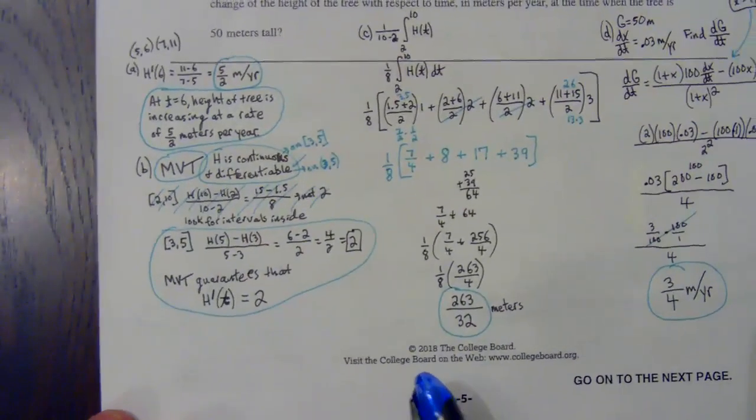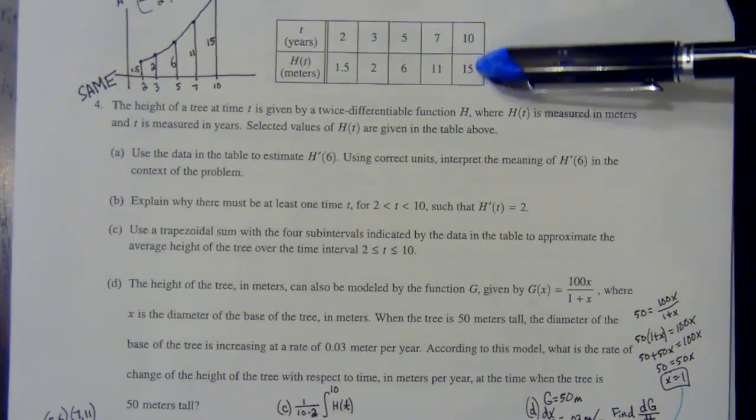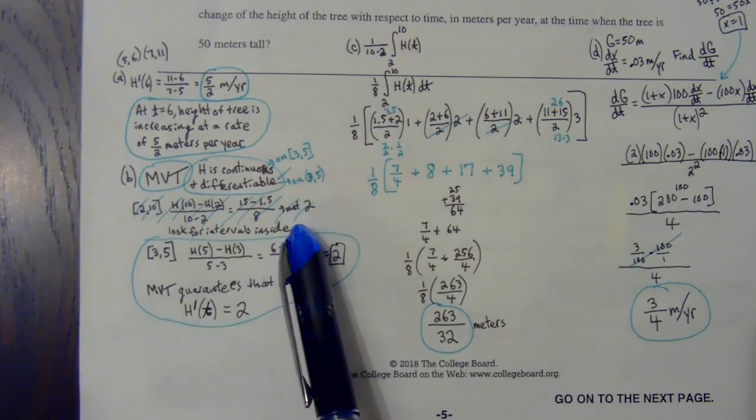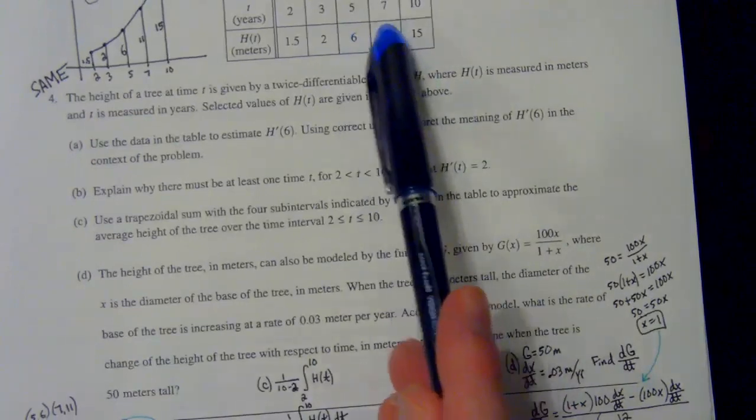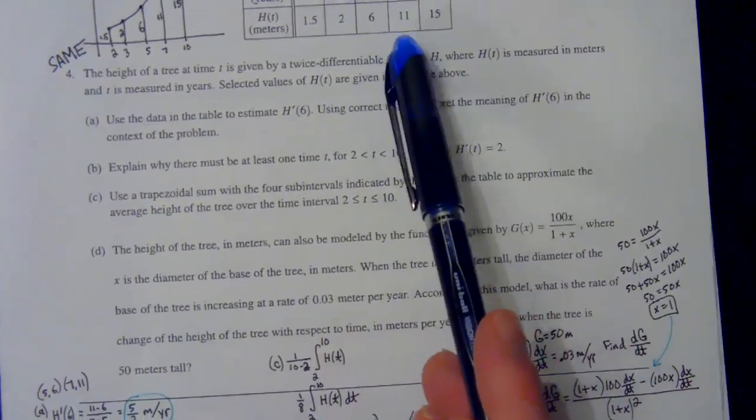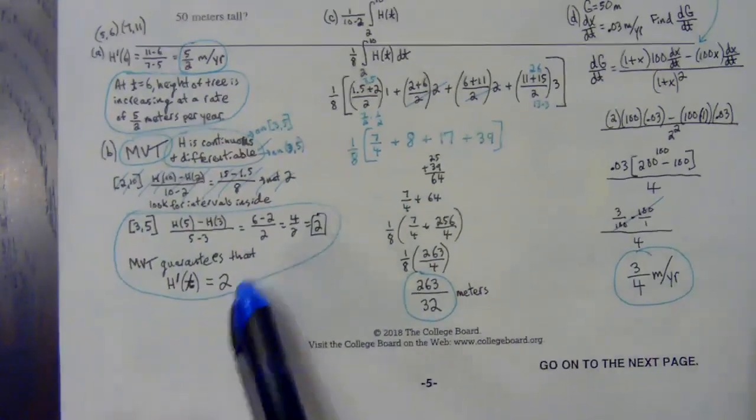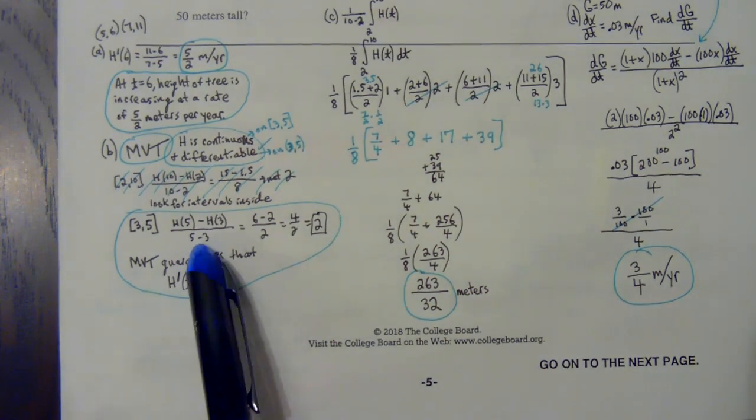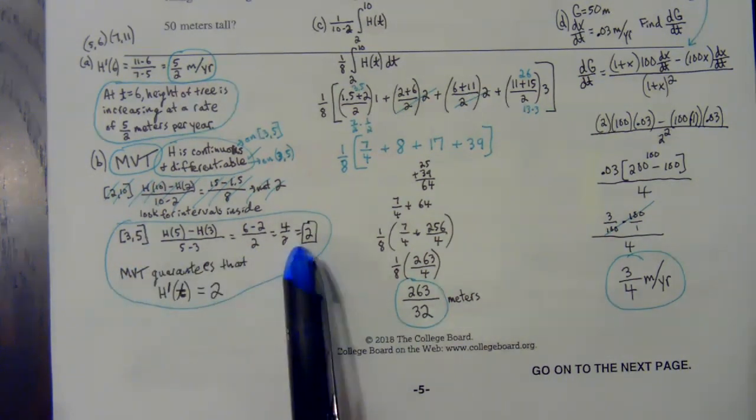So notice my work here. I tried the endpoints first, like the points (2, 1.5) and (10, 15), but when I did that slope, I was like, well, hold up, that's not equal to 2 like we're supposed to. So then I had to look inside that interval to see where the slope was going to be 2. I noticed that 6 minus 2 over 5 minus 3 would give me a slope of 2. So if you look at the points (3, 2) and (5, 6) and subtract the y's on top, x's on the bottom, in between the 3 and the 5, that slope is equal to 2.